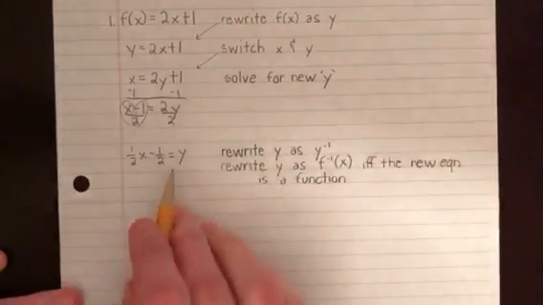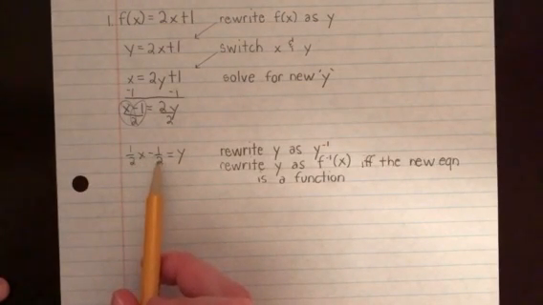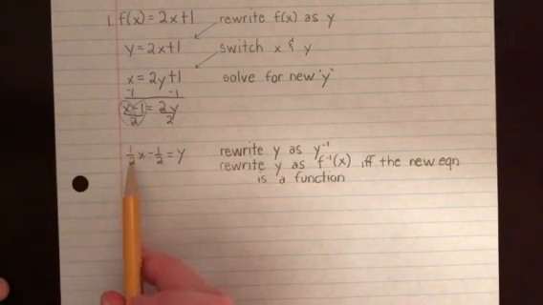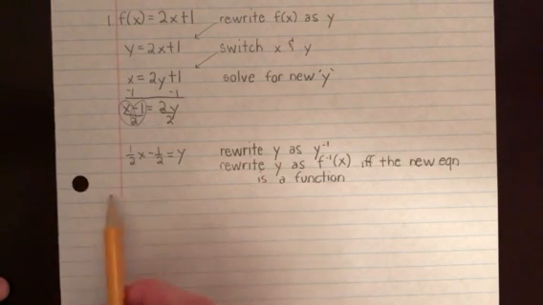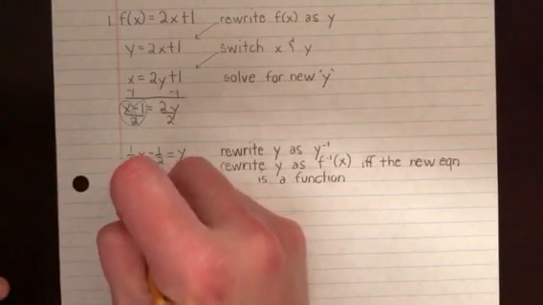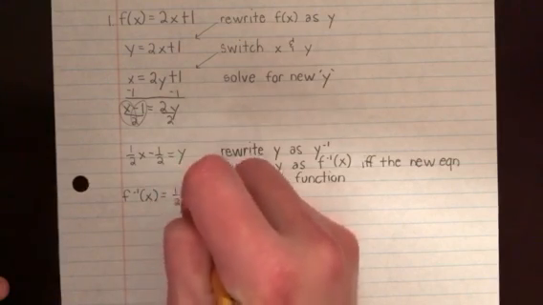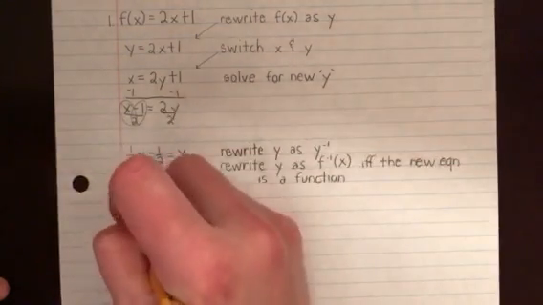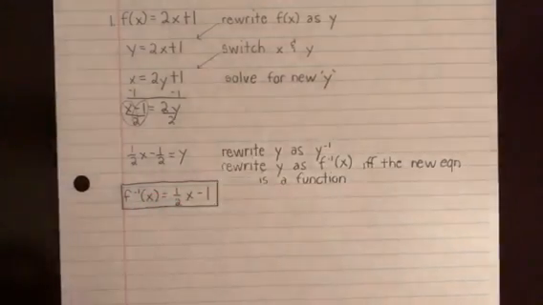Okay, so is this new equation a function? Well, it is also a line, it's linear, and it has a slope of 1/2, meaning it goes up 1, right 2, up 1, right 2. So it's going to look something like this. Yes, it's going to be a function. So you can go ahead and say f negative 1 of x equals 1/2 x minus 1. It is a function.